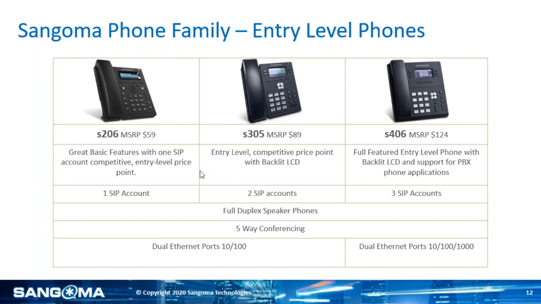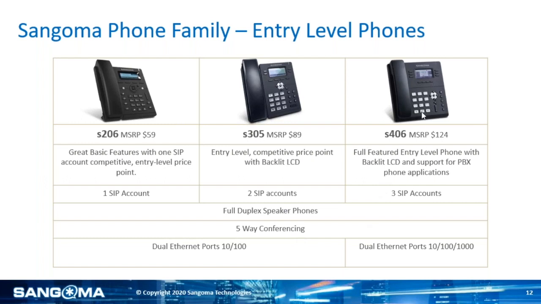So getting back into the S series, so the S206 and the S305, that's entry level. S206 is really meant to be hung on a wall, used in break rooms, things of that nature. It's got 10/100 Ethernet ports on it, dual. S305 is a step up from that. It's got a backlit screen. It does support our phone apps. As you can see, it's a smaller screen, so it makes the rendering of some of those a little difficult. But they both have full duplex speakerphones and 5-way conferencing.